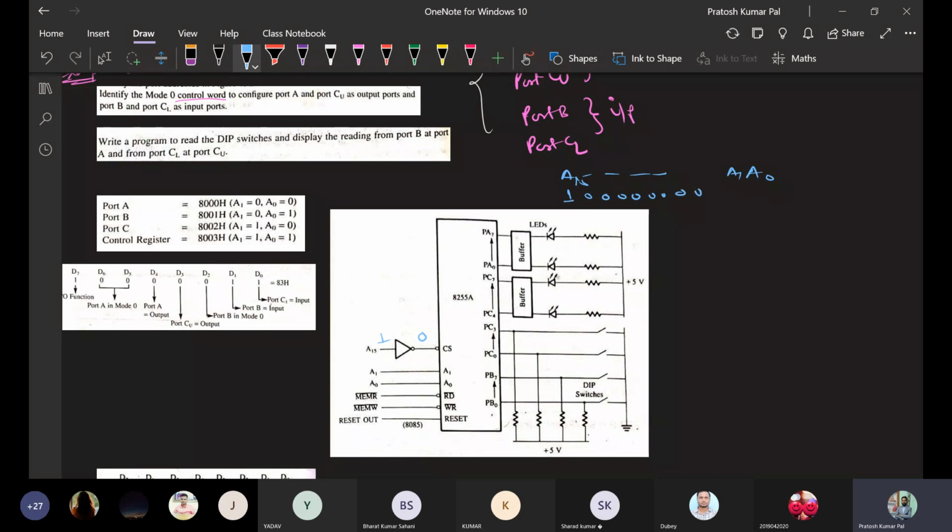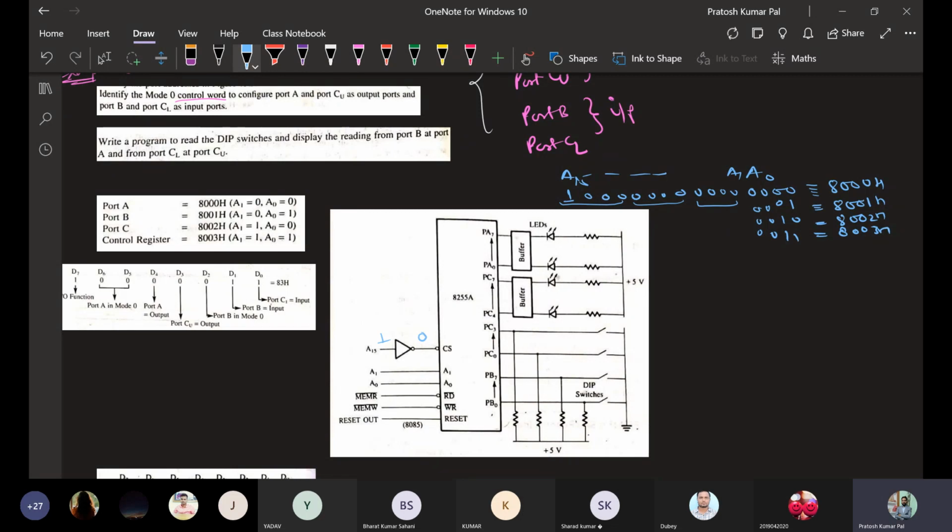Suppose we take 0 for the others. So this is 4 bits, 4 bits, 4 bits, and then 0 0, and based on the value of A0 and A1, the port will be selected. So for port A, port B, port C and the control register, these will be the address lines. From there, the address is coming out to be 8000, 8001, 8002, and 8003.